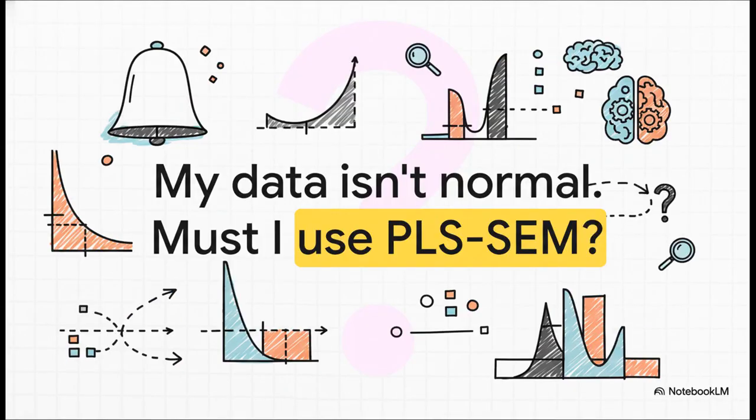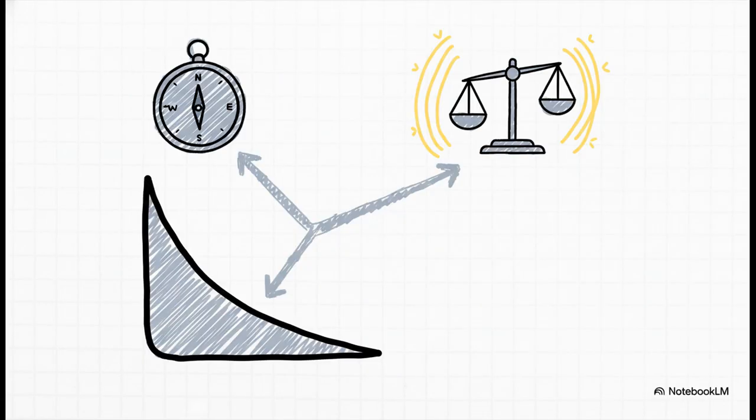Okay, here's another one I hear all the time. A researcher looks at their data, sees it doesn't follow that perfect bell curve, and they immediately think, well, PLS SEM is my only option. But that's not quite right either. While PLS SEM is awesome because it doesn't make any assumptions about your data's distribution, modern CB SEM actually has tools to handle non-normal data too.